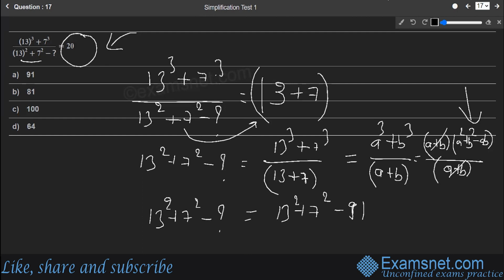So we are supposed to solve the question mark. Now what we can do is, 91 was replaced as 13 into 7. So it's coming out to be 13 square plus 7 square minus 91. This 13 square and 13 square cut on both the sides, 7 square cuts on both the sides. So ultimately the question mark's value is coming out to be 91. So that is going to be the right answer, option number A, 91.